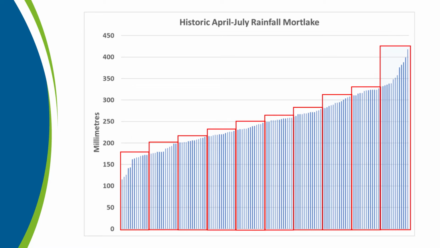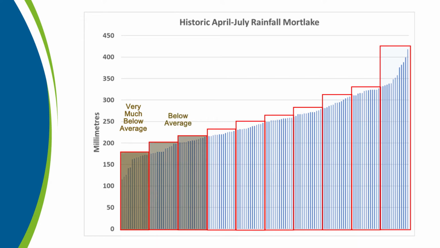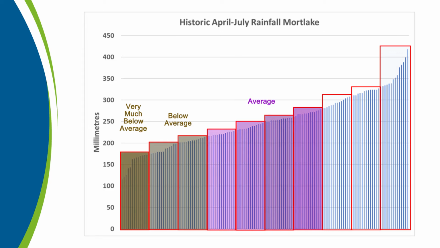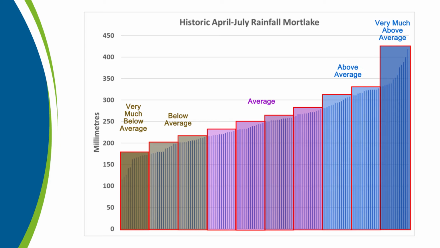Climatologists have defined the deciles in the following way, with decile 1 classified as very much below average, decile 2 and 3 as below average. Deciles 4, 5, 6 and 7 are similar to the middle tercile and classified as average. Decile 8 and 9 are classified as above average, and decile 10 is classified as very much above average.